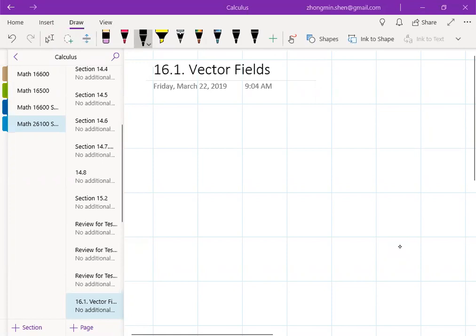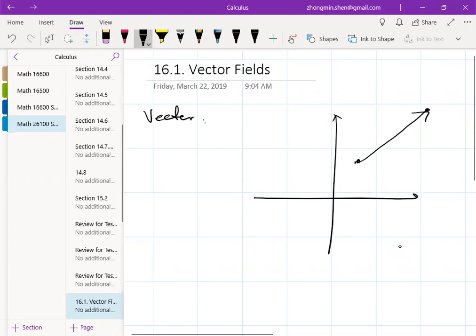So today we're going to talk about vector fields. First of all, let me talk about vectors in the XY plane. How do we describe a vector? We can describe a vector in two different ways. One is you need 2 points, then you have an arrow. That's called a vector.